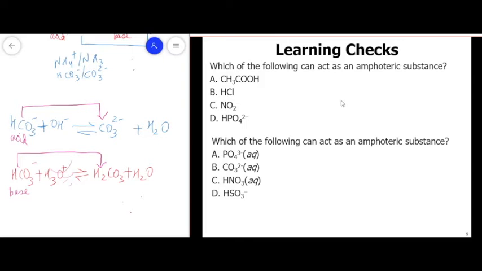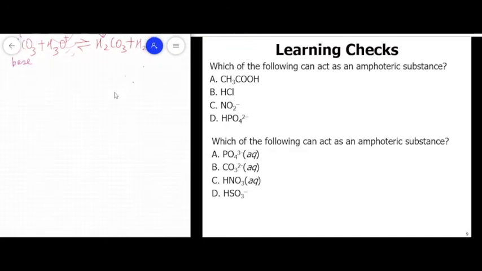Okay, so let's try this question. Which of the following can act as an amphoteric substance? In the top example, we have four different options: CH3COOH, HCl, NO2 minus, and HPO4 2 minus. An amphoteric substance will accept a proton or it can donate a proton. So for instance, in this particular compound right here, CH3COOH, this definitely has a proton to donate, and we'll come to this later on.